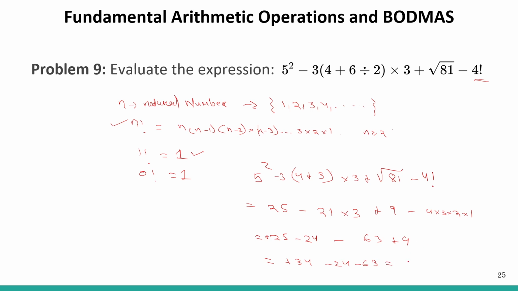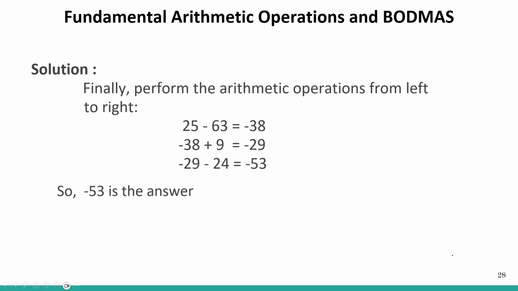This is equal to what? 10 minus 63 is equal to minus 53. So this is the final answer. So minus 53 is the final answer.